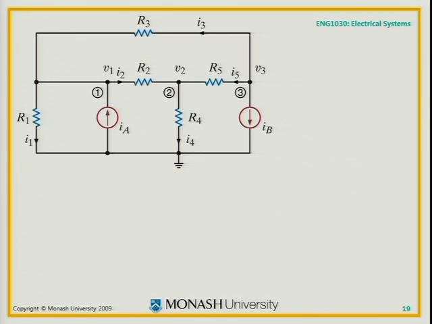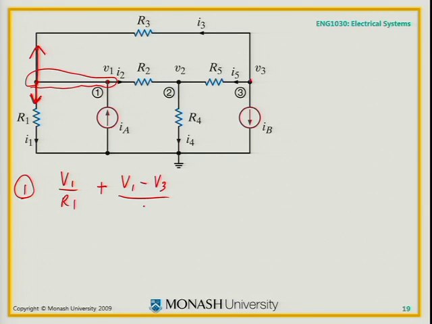Let's see if we can do it for node 1 in this example. This one here. It's a bit of a funny distributed node because it's all of this. So I've got 4 currents to add up. I have this one. What's that current down there? V1 on R1. Excellent. I've got this current. What's that? V1 minus whatever's over here, V3, divided by R3. Plus, I've got this one.